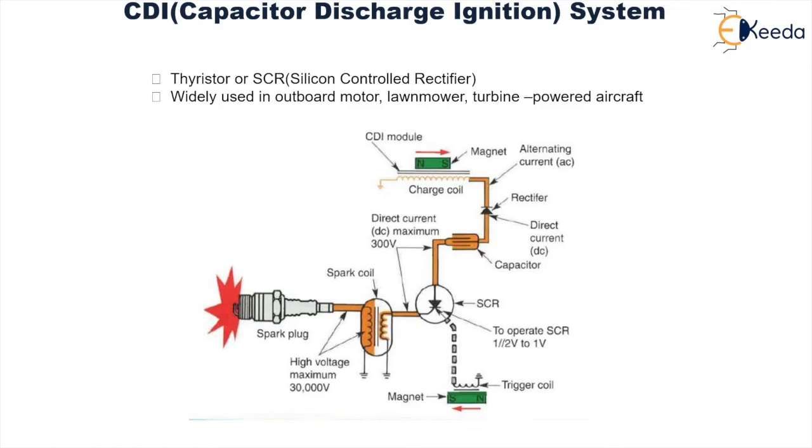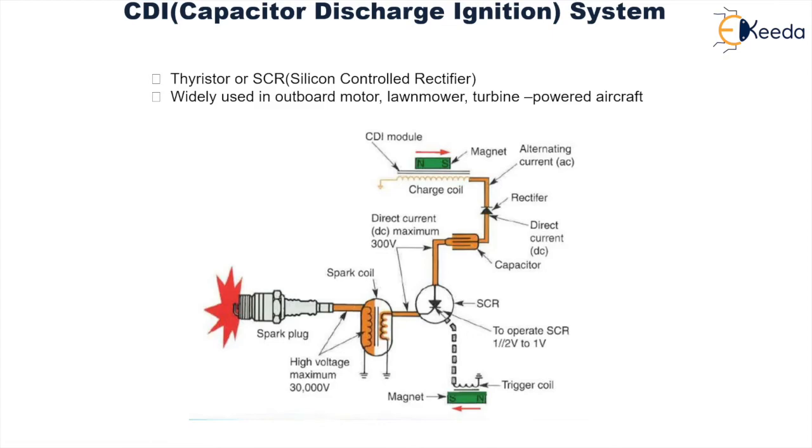As a result of the movement of magnet as indicated by the red arrow, an alternating current is produced. A rectifier is used and this is converted into a direct current which is stored in the capacitor in the range of 300 volt maximum. Then you have an SCR, that is silicon controlled rectifier. This rectifier will, as and when required, supply this DC voltage to the primary of the sparking coil.